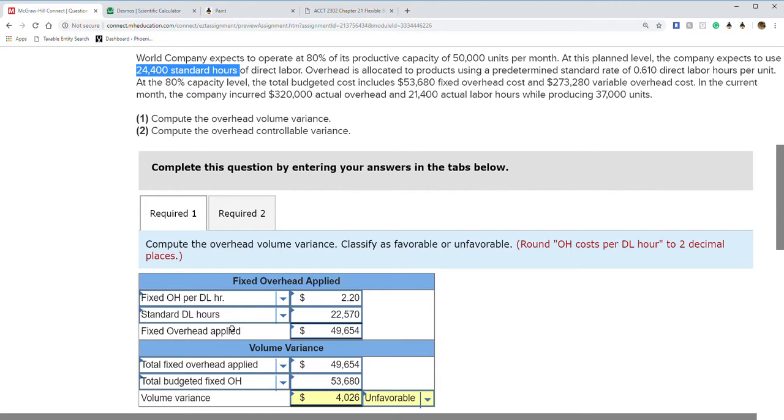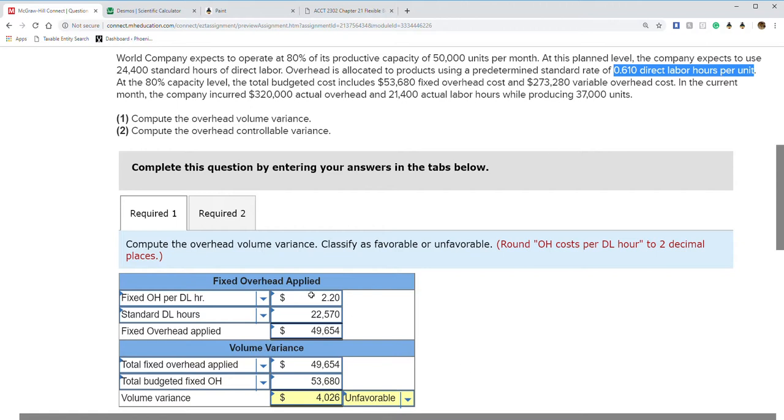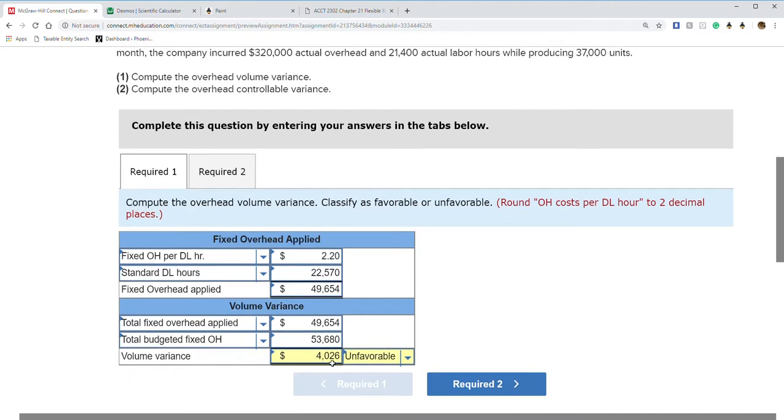Okay, and then standard direct labor hours, again, is how many actual units produced times our direct labor hours per unit. Once you do that, all you have to do is multiply the two, and that will get our fixed overhead applied. Okay, so of course this one follows down right here. Then we take our total fixed overhead budgeted, and that's going to come out to our volume variance. Now if this number is positive, it will be unfavorable. If it happens to be negative, it's going to be favorable. So again, overhead tends to want to be the opposite child.